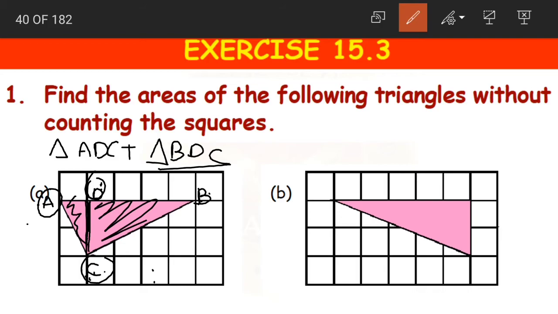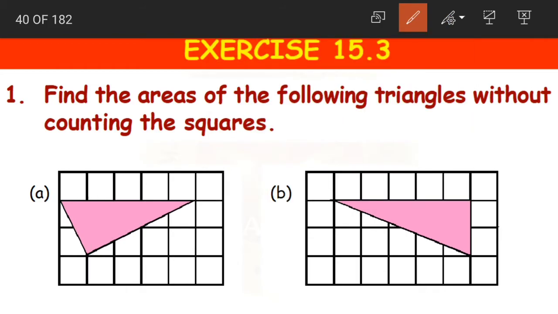So how do you find out the area of triangle ADC? To find out the area of our triangle, I'll keep only ADC here. To find out the area of triangle ADC, we have to make it into a rectangle. So if we join these lines together, we'll get our rectangle and we'll name this point as E. We have the rectangle ADCE.